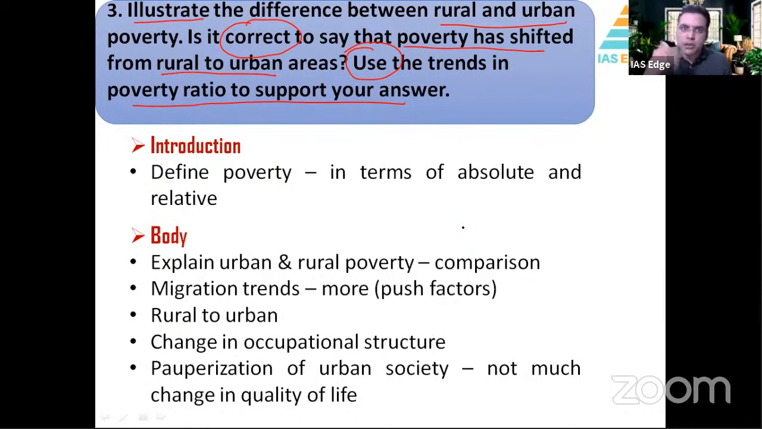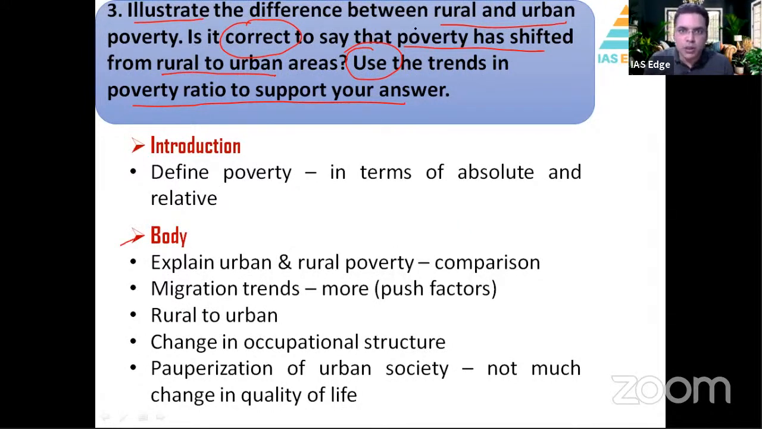And the third part of the question is that you explain this trend based on the data and fact you have. So what data and fact do we have? Yes, बहुत सारी government report है which talks about urban poverty, rural poverty, the change in that. So you have to analyze that. Introduction में क्या होना चाहिए?